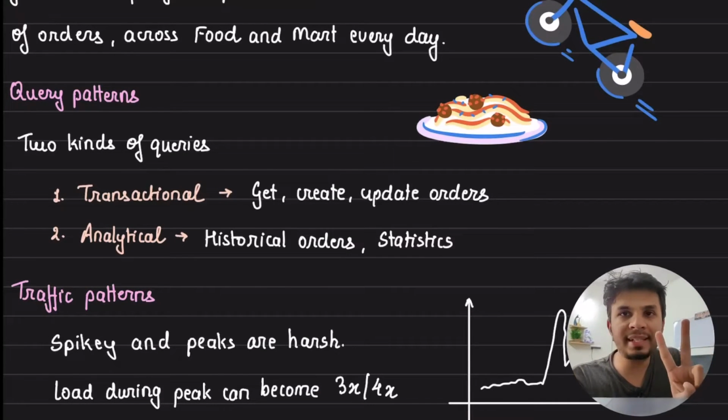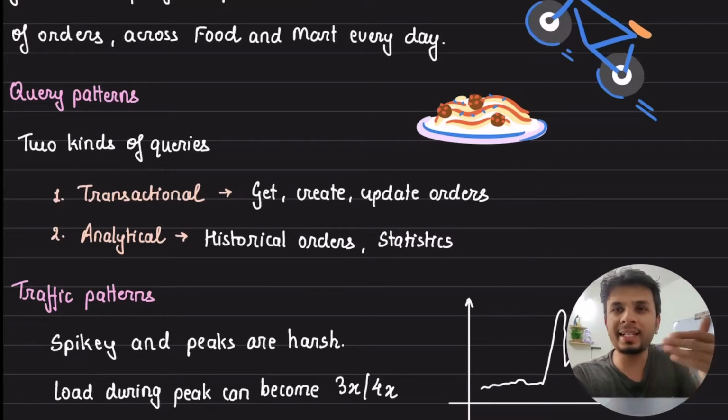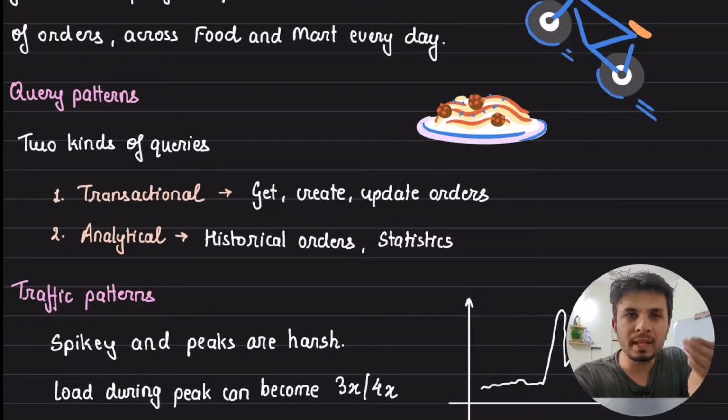So there are two kinds of queries that we typically fire. First is transactional queries, second are analytical queries. Now transactional queries are classically basically getting something, updating something, deleting something, right? So basically get an order, create an order, delete an order, update an order.